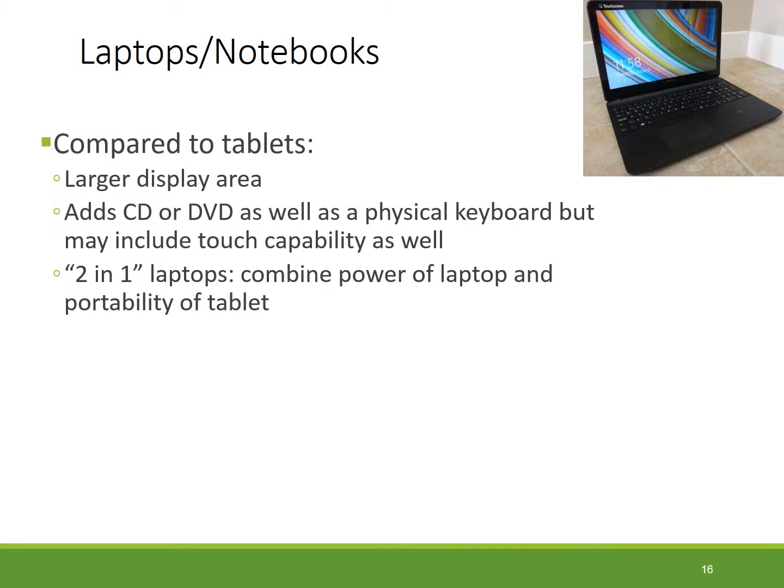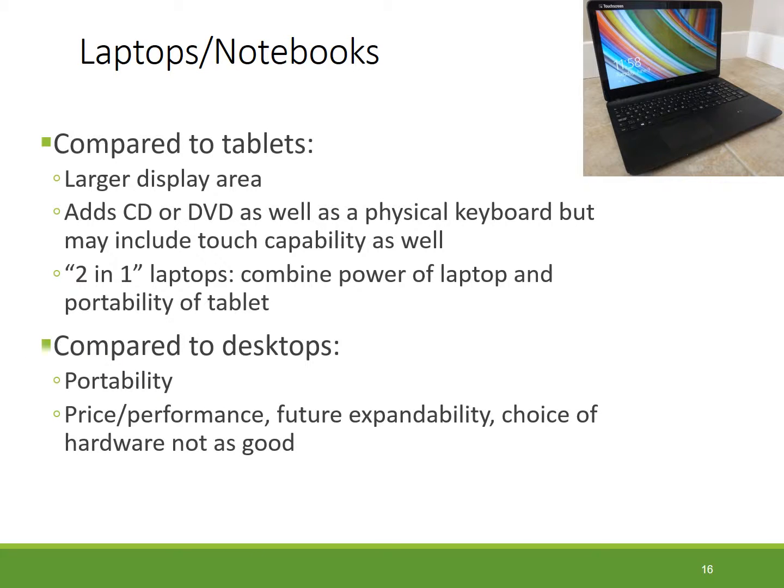Laptops and notebooks. Compared to tablets, they have a larger display area. Generally, they have CDs and DVDs, as well as a physical keyboard, and they may or may not have touchscreen capability. So 2-in-1 laptops combine the power of a laptop and the portability of a tablet, so you can actually take off the keyboard aspect of the laptop. But compared with desktops, they're a lot more portable. But again, the price performance that you receive in a laptop can often be of lower value than a PC. And often the choice of hardware is not as good for a laptop as it is for a PC or desktop machine.